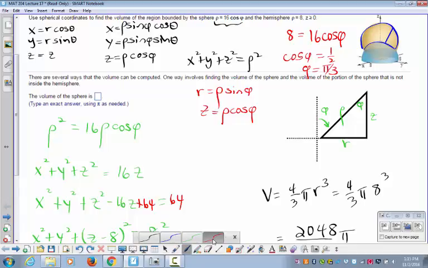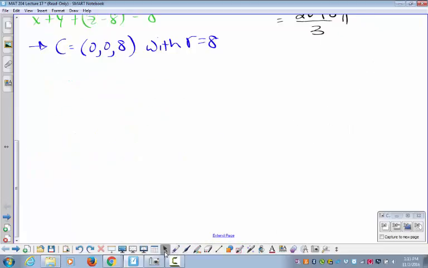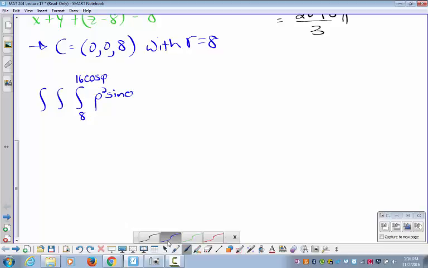Everyone good with that? So now we can set up the integral that's going to represent finding the volume inside the sphere and outside the hemisphere. So that triple integral is going to be, we're going to do surfaces on the inside. We're going from rho equals 8 to rho equals 16 cosine phi. And now our integrand for volume, rho squared sine phi, that's just part of the differential. And then we have d rho d phi d theta. Rho there to there, phi 0 to pi over 3, and then theta 0 to 2 pi.